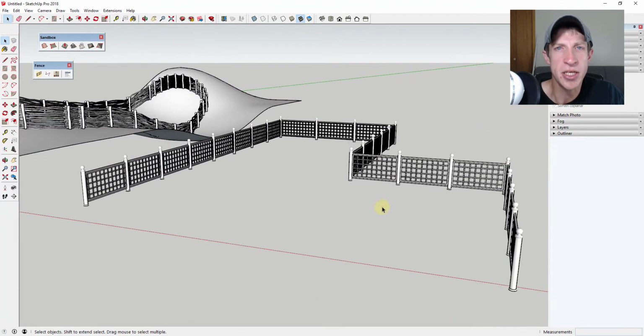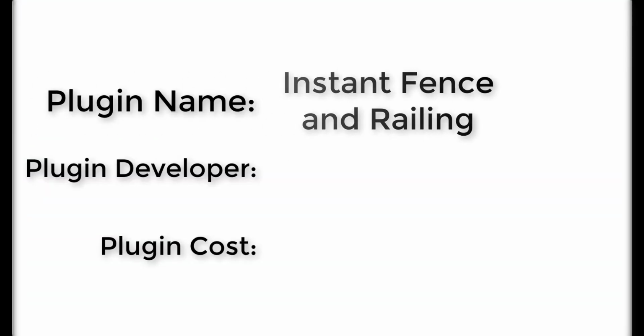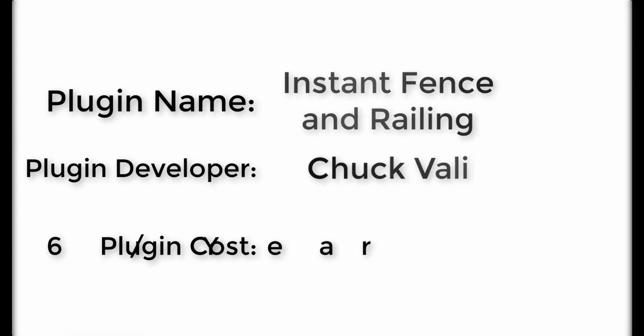Now let's go ahead and just jump into it. Plugin name, Instant Fence and Rail. Plugin developer, Chuck Vali. Plugin cost, it's $26 a year. Where can you get it? You can download it from Chuck Vali's website, valiarchitects.com, or by visiting the link in the notes below.